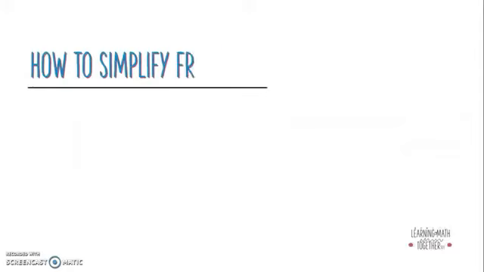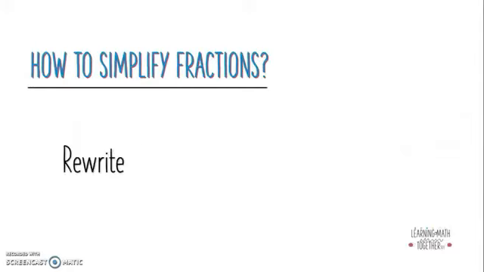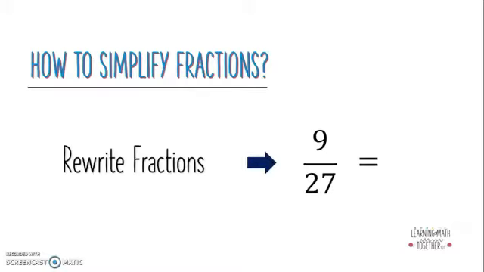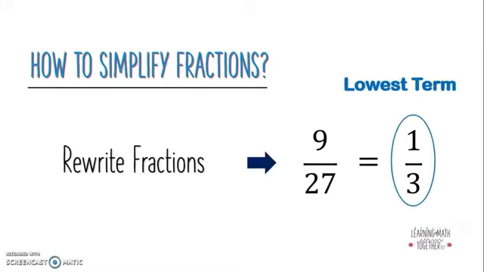So how do we simplify a fraction? To simplify a fraction means to rewrite the fraction into its lowest term. So in this case, 1/3 is the lowest term of 9/27.